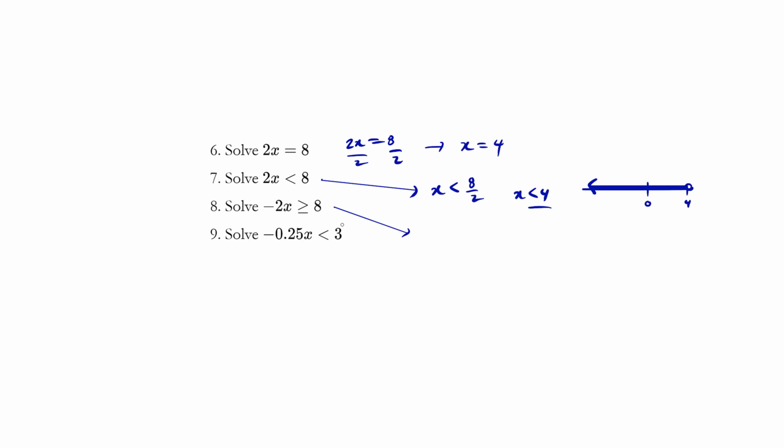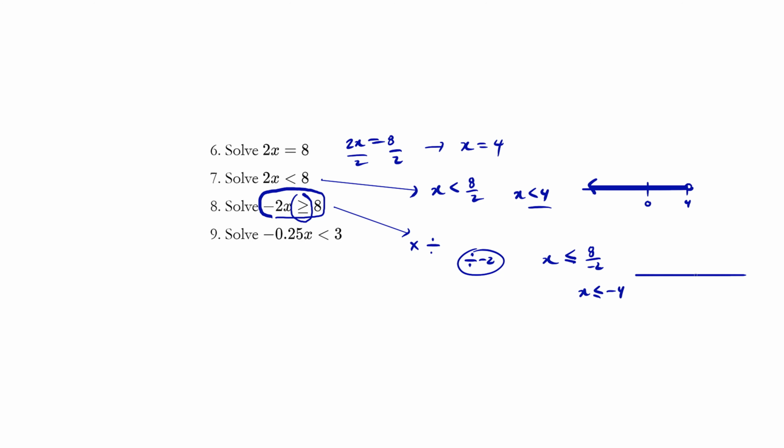Now what about this one here? The rule in math is when you multiply or divide by a negative number, you need to flip the inequality sign. So let's divide by negative 2. As you can see, this expression becomes simply an x because negative 2x divided by negative 2 is simply x, and you flip the inequality and you have 8 divided by negative 2. So therefore x is less than or equal to negative 4.